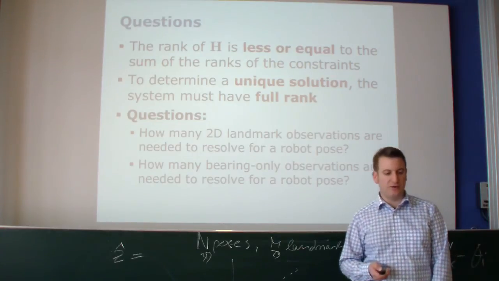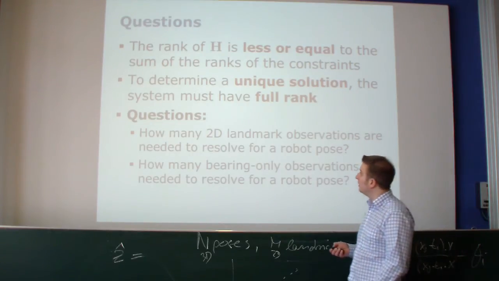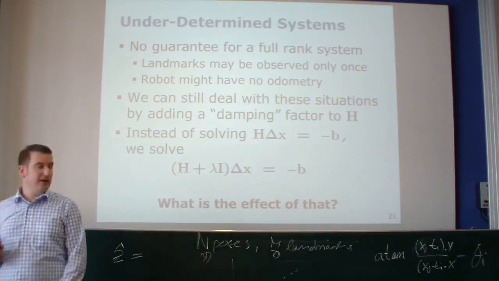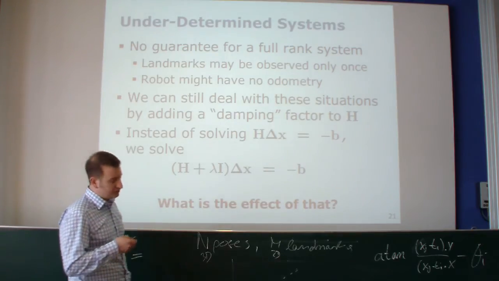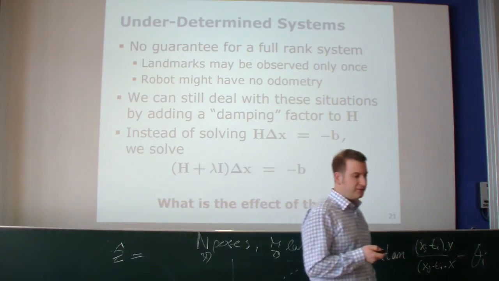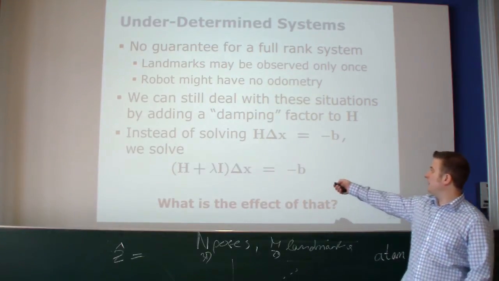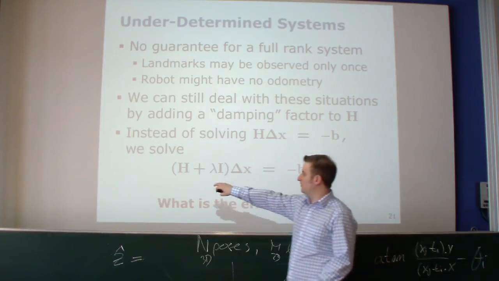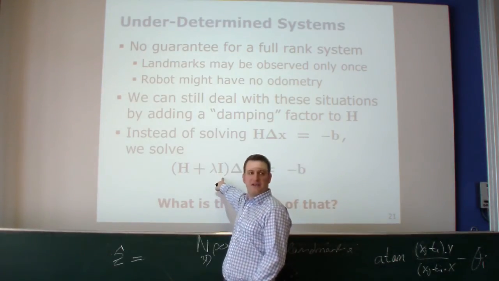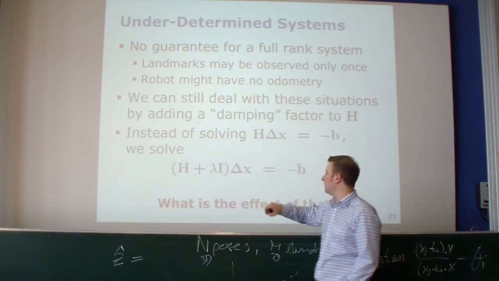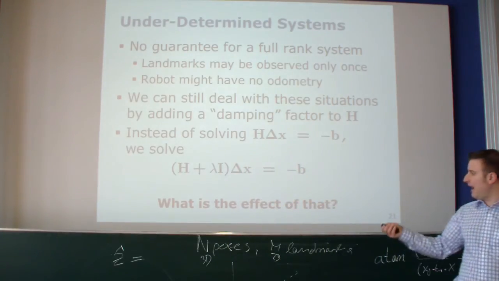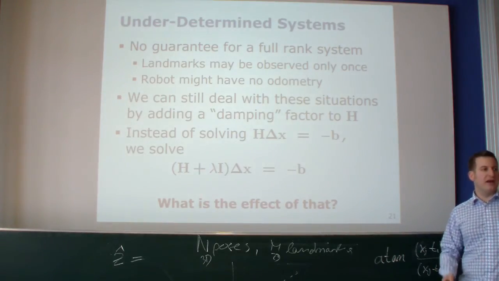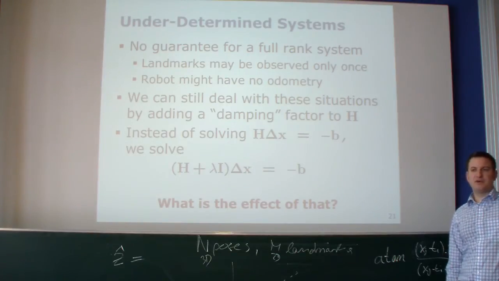However, there are means for dealing with these underdetermined systems. One way to do that is to introduce a so-called damping factor in my linear system and not solve H delta x equals minus b, but solve a different system, which is H plus lambda times the identity, delta x equals minus b. So I simply add an identity matrix multiplied with a very small value. Typically this lambda should be a small value.